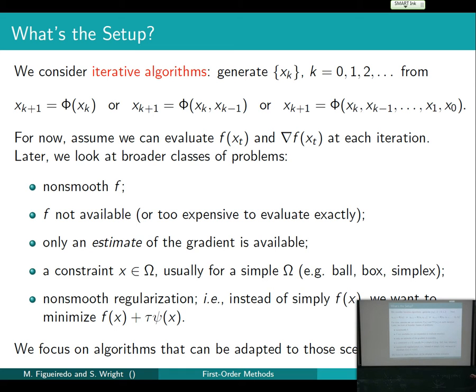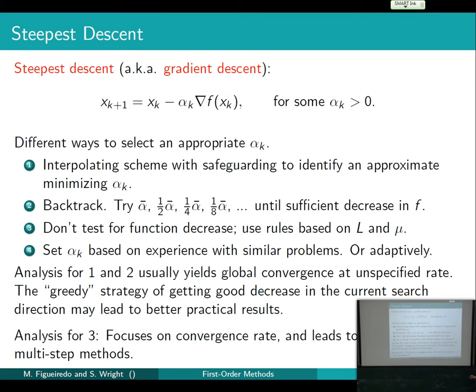In the case where you've got constraints, where you're trying to restrict x to a certain set, then these methods are still kind of relevant. They can be specialized to that case. And they can also be specialized to the case that we were talking about in the first session, where you've got not just f, but a regularized version of f. Okay. So these algorithms can be adapted to those kinds of scenarios.